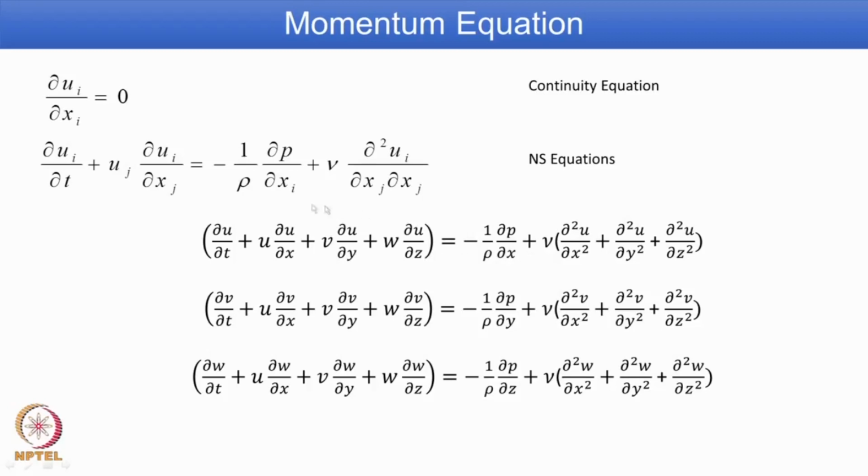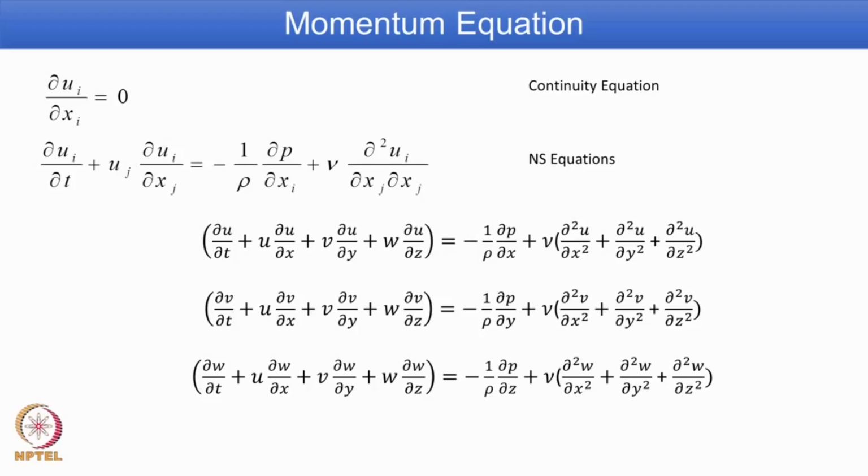On the right hand side, once again when you substitute the value of i equal to 1, the ∂p/∂x term appears, and the second term, the diffusion term ∂/∂xj, if you expand j with the values 1, 2, 3, and because it is repeating, it is a summation, you get ∂²u/∂x² plus ∂²u/∂y² plus ∂²u/∂z². So, this first equation is the x momentum or u momentum equation, and we now repeat for the next value of i, that is 2.